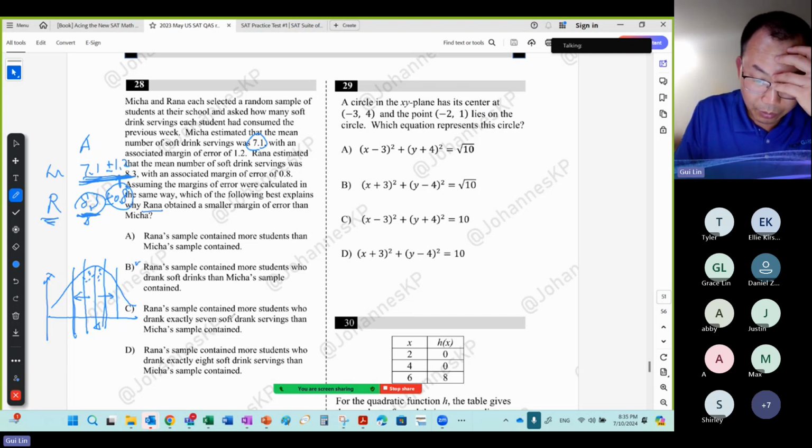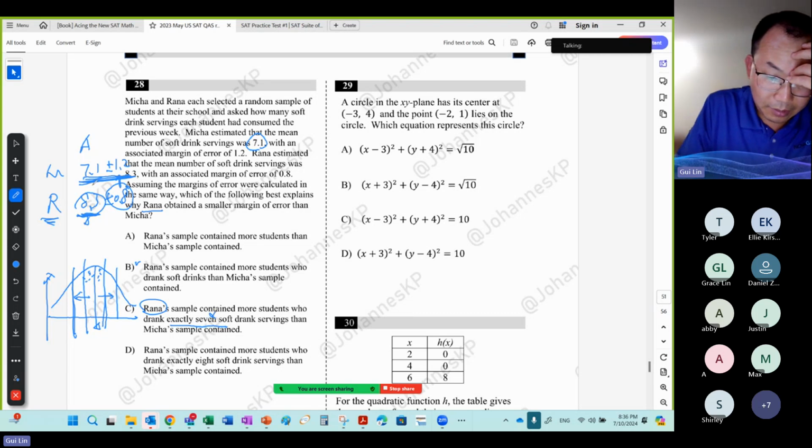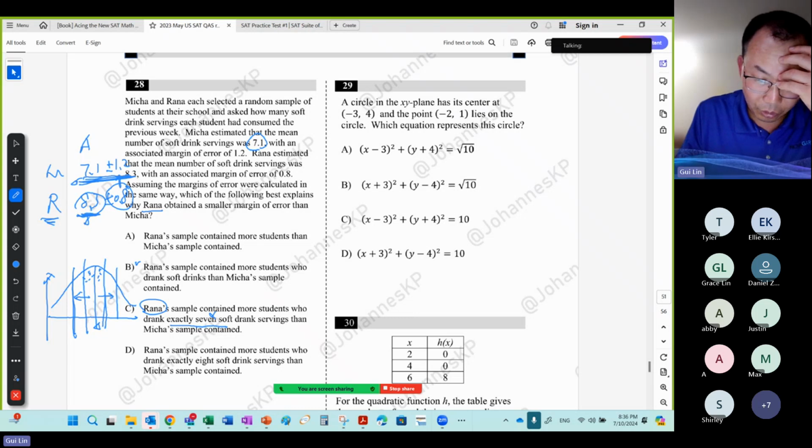All right, C. Rana's random sample contained more students who drank exactly 7 soft drink servings than Mitra's sample. No, it's this part, Mitra's is closer to 7. D. Rana's sample contained more students who drank exactly 8 drink servings than Mitra's. So it looks like it's close. Let's go back to see B again. Rana's sample contained more students who drank soft drinks than Mitra's sample contained.